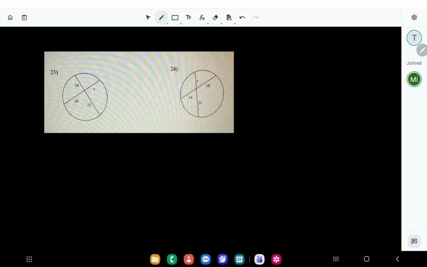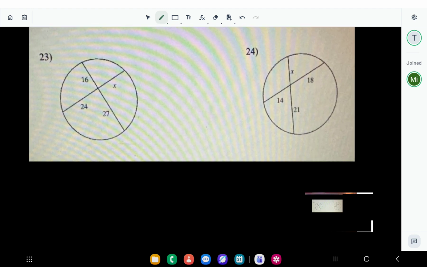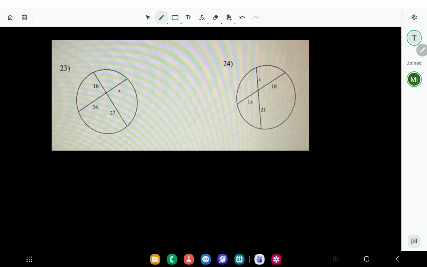So 23. What's the instruction here? To find the value for x. Okay, find the value of x. So we're given 2 chords, right? Again. So this is the first chord. It measures 16 and 27 and 24x. So what are we going to use here? Intersecting chords theorem. Do you have that in your lesson?